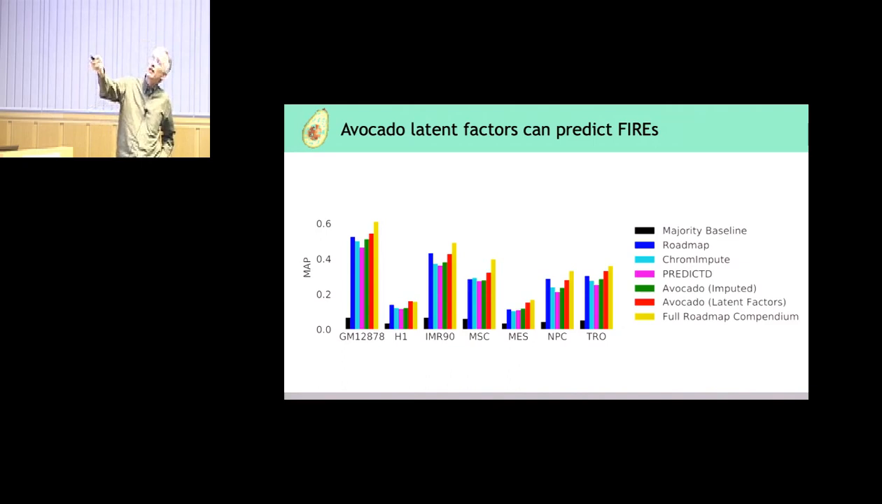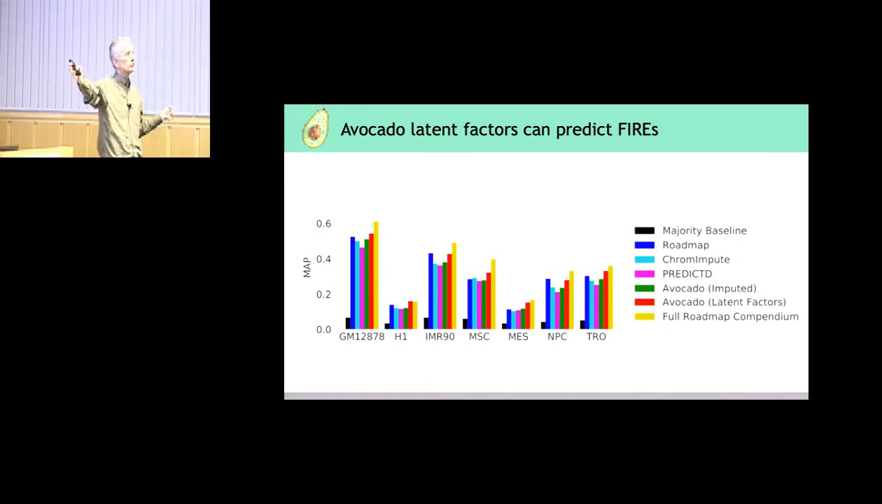But the point is that we're again comparing the same kinds of things here, and the Avocado latent factors, in every case, outperform using any of the imputed values, and in nearly every case they also outperform using all the real data from the roadmap compendium. So this is a much more concise way to represent the genome, and it captures a lot that's in there. What you can also see is that the full roadmap compendium doesn't do as well. This is data from all the other cell types.